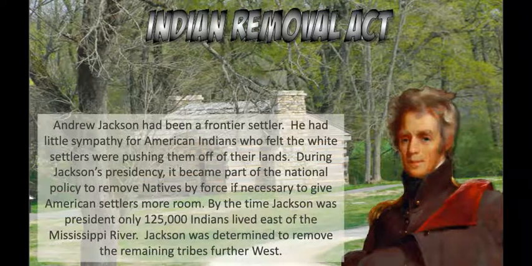Andrew Jackson had been a frontier settler. He had little sympathy for American Indians who felt the white settlers were pushing them off their lands. During Jackson's presidency, it became part of the national policy to remove natives by force, if necessary, to give American settlers more room. By the time Jackson was president, only 125,000 Indians lived east of the Mississippi River. Jackson was determined to remove the remaining tribes further west.